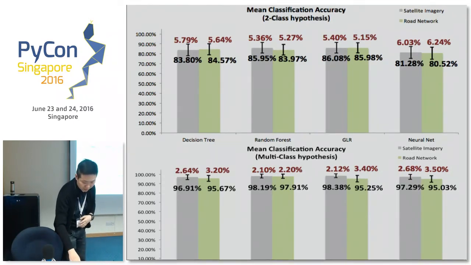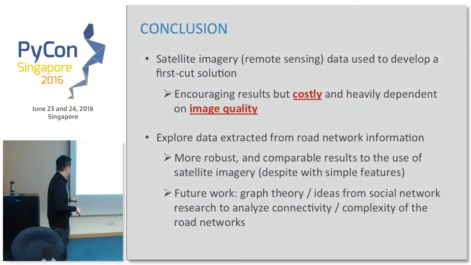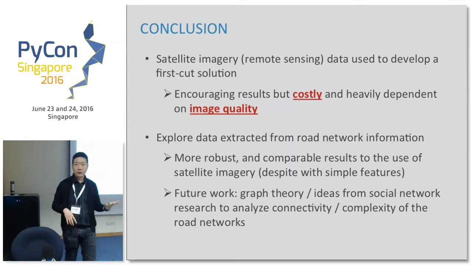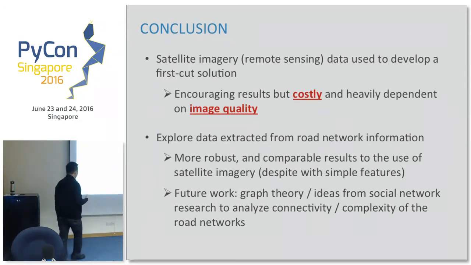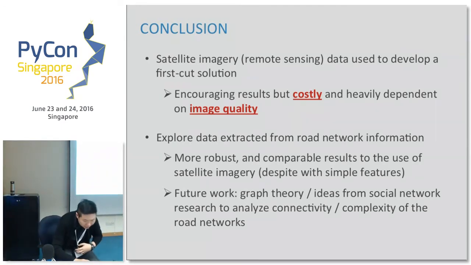So I'll just quickly conclude before I show you the demonstration of the pipeline. What I've covered is our previous approach where we used satellite images to do the classification. Now we actually use network information extracted from online maps to do the same thing, to achieve the same result that we want. And as part of future work, we'll be looking at using probably graph theory to further extract useful features from the road network information that we are able to retrieve from the online maps. So with that, I'll just do a demonstration of the data pipeline.